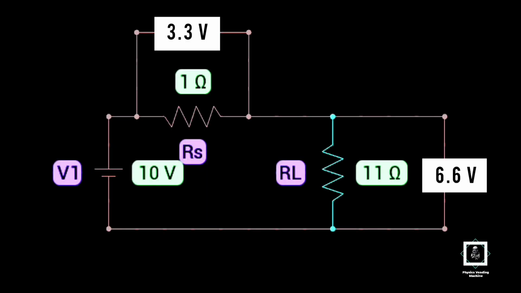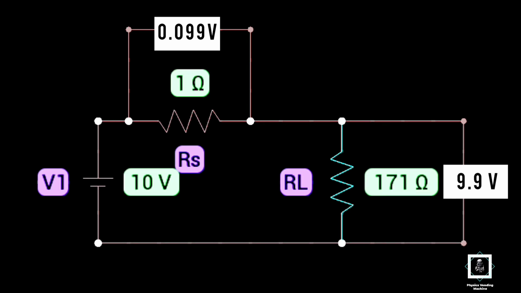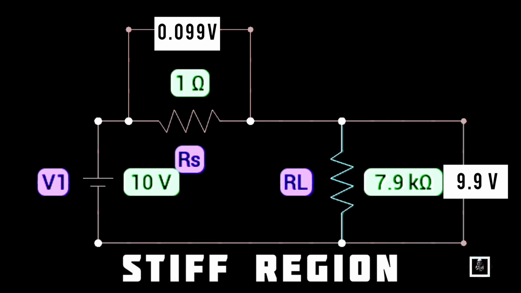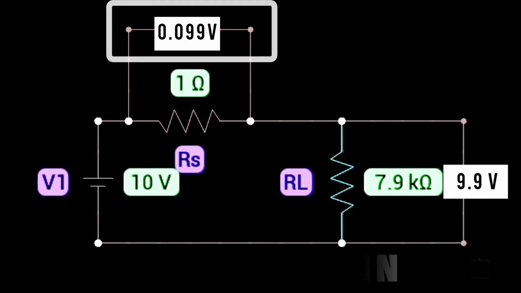Now if you gradually increase the load resistance, the voltage drop across the load resistance also increases gradually. At some instant you will notice that even after increasing the load resistance, the voltage drop across it still remains constant, and its value is approximately equal to the source voltage. This region is called the stiff region, in which the voltage drop across the internal resistance is so small that one can ignore it.